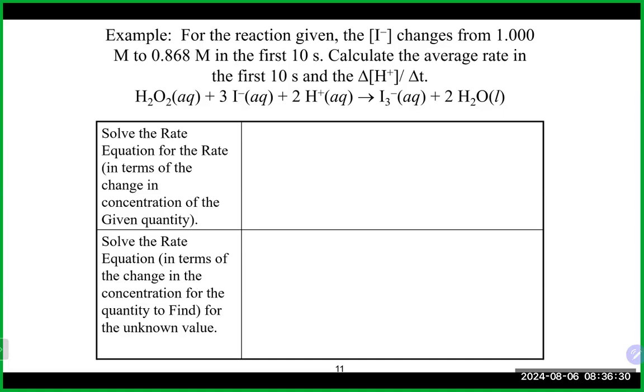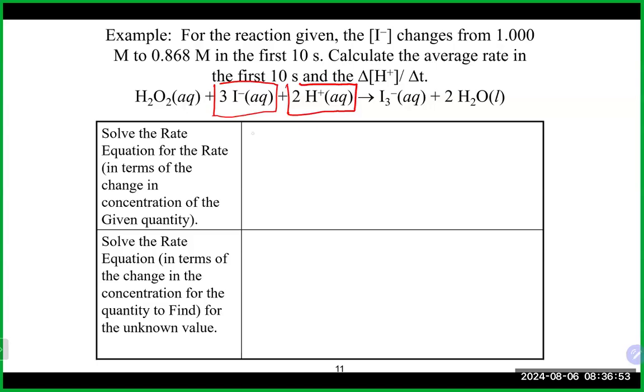So really in this problem, we're given information about I minus, and we ultimately are interested in H plus. What I would do personally is just write 2 rate expressions for each of those things, and really just ignore the rest of the reaction because we're not really dealing with anybody else in that reaction.